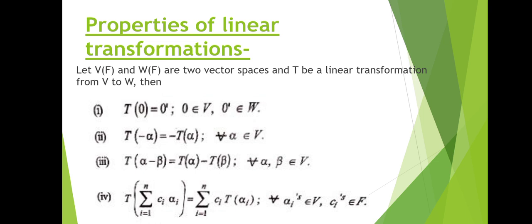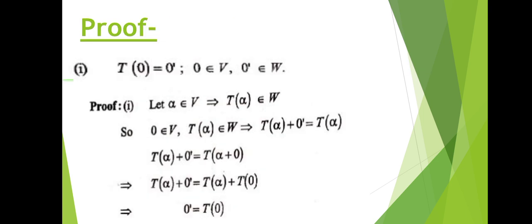The last property is that T of the summation of c_i alpha_i from i = 1 to n is equal to the summation from i = 1 to n of c_i T(alpha_i), for all alpha_i belonging to V and c_i belonging to F. Now what is the proof of the first property? We show that T(0) = 0', where 0 belongs to V and 0' belongs to W.